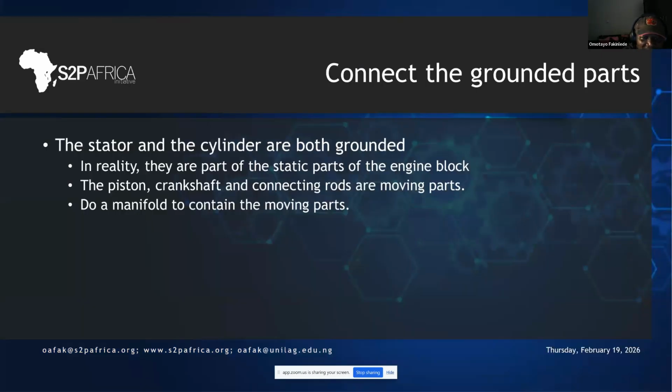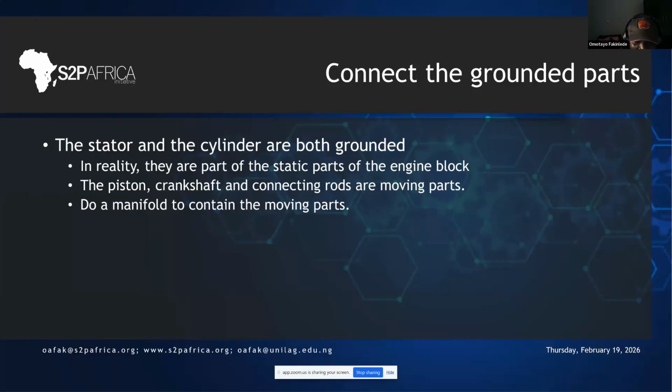The stator and the cylinder are both grounded, and in reality, they are part of the static parts of the engine block. You can connect the two in your own elaborate design. The piston, the crankshaft, and the connecting rods are moving parts. Do a manifold to contain the moving parts, and then you are relatively free in the way you design your static parts.